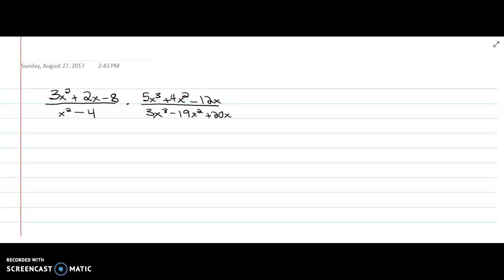Okay, so this video is going to be reviewing multiplying and dividing rationals and then finding the LCD. So this first problem right here, pause the video, try it on your own, and then come back.